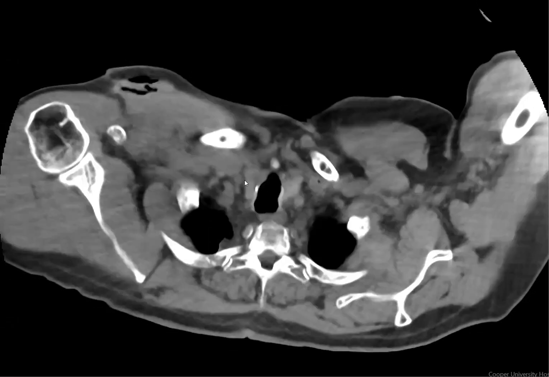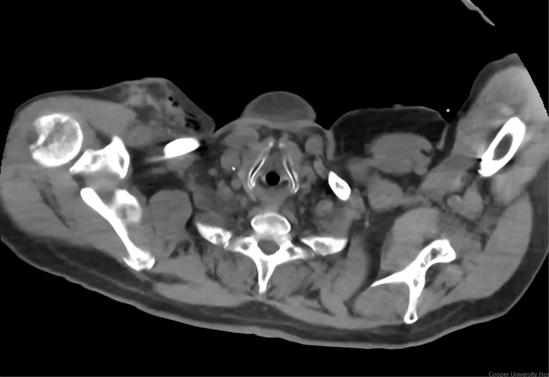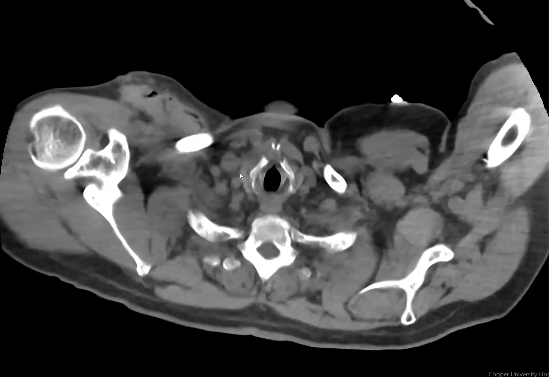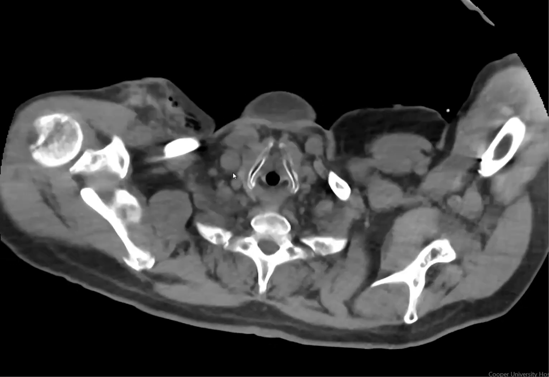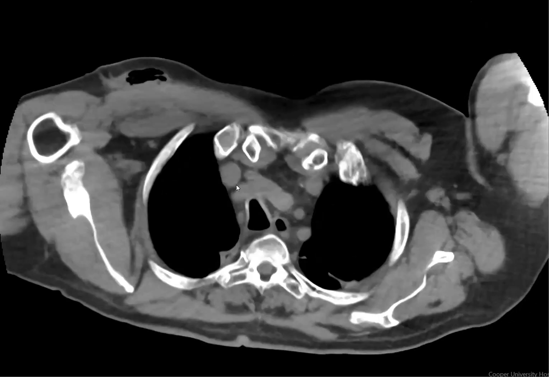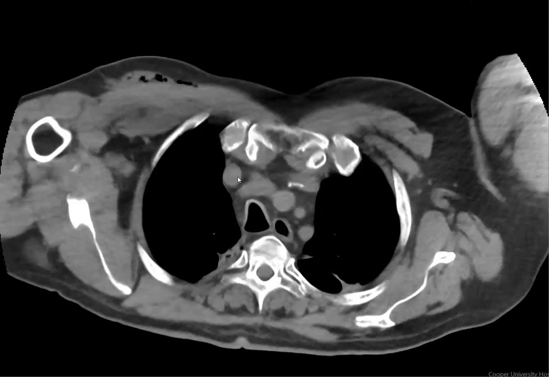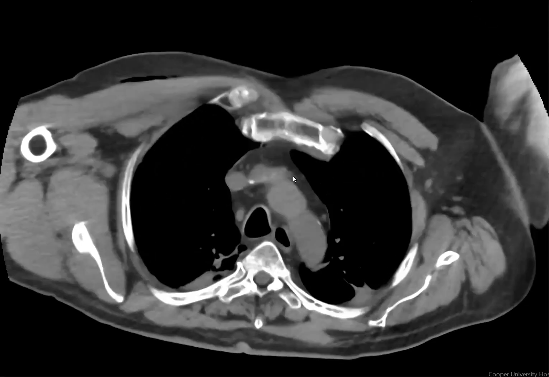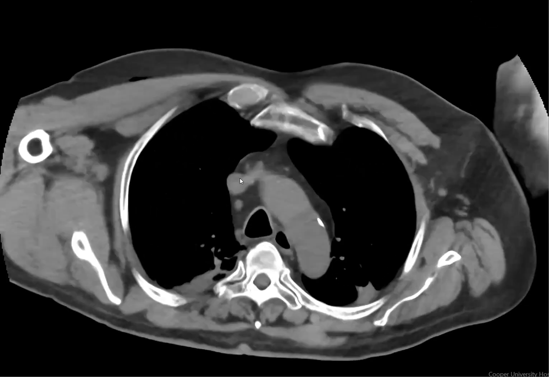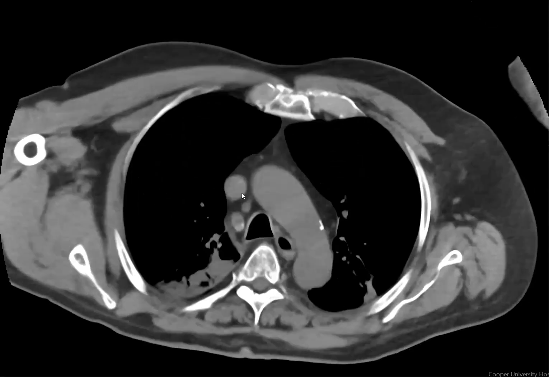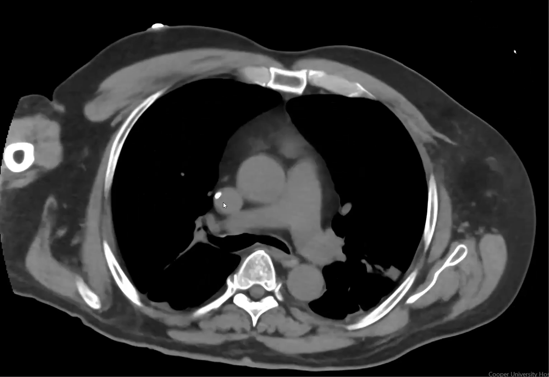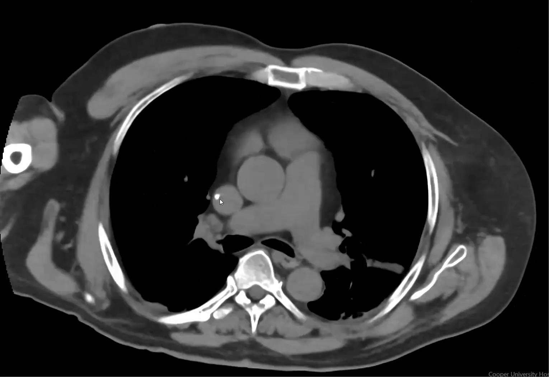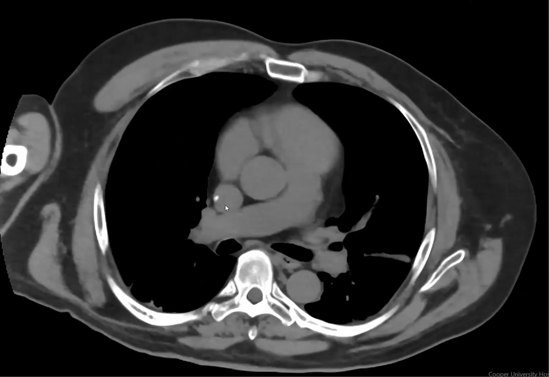Now we'll track along the path where the leads were. So this is the right IJ; it goes down and becomes the right brachiocephalic vein. We'll keep tracking it down. It joins the left brachiocephalic vein here and becomes the superior vena cava. We continue tracking it down, and there's this hyperdensity which is present along the wall of the superior vena cava, within the lumen though.